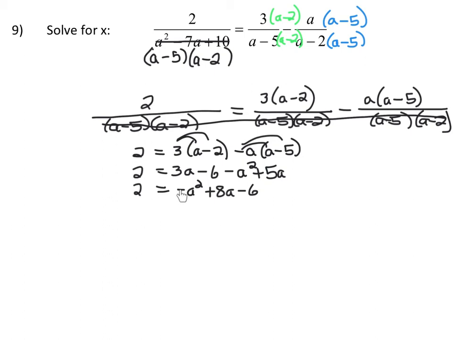Now, I don't personally like to have a negative leading coefficient, so I think it's easier to move everything over here. If you didn't think to do that, what you could do instead is subtract the 2. So we have 0 equals negative a squared plus 8a minus 8. And then you may look and say, wait a second, I don't want this negative in front. Let me now move everything over. Or if you want, think about it.